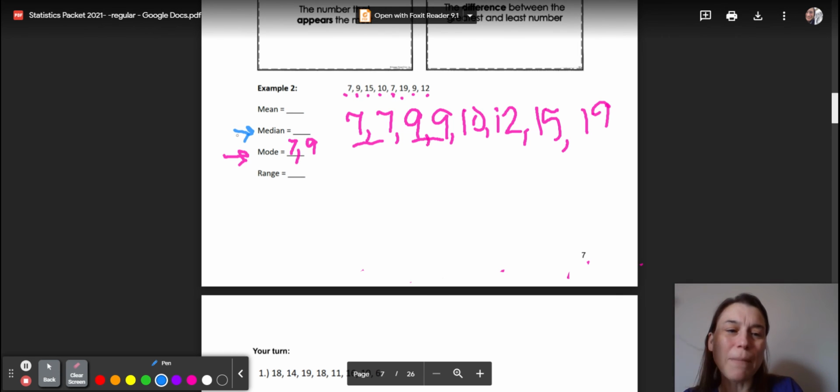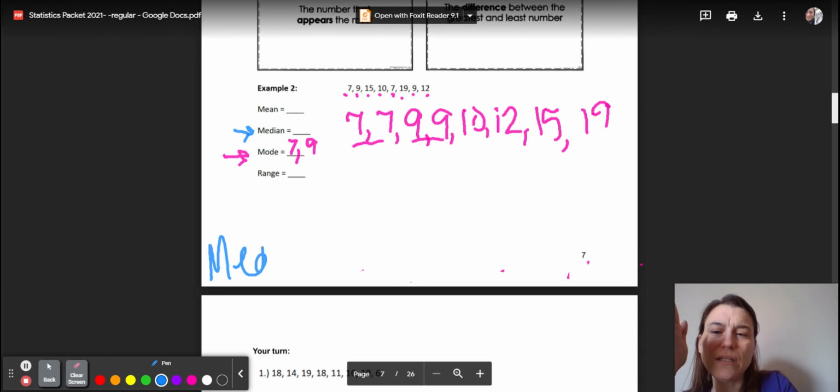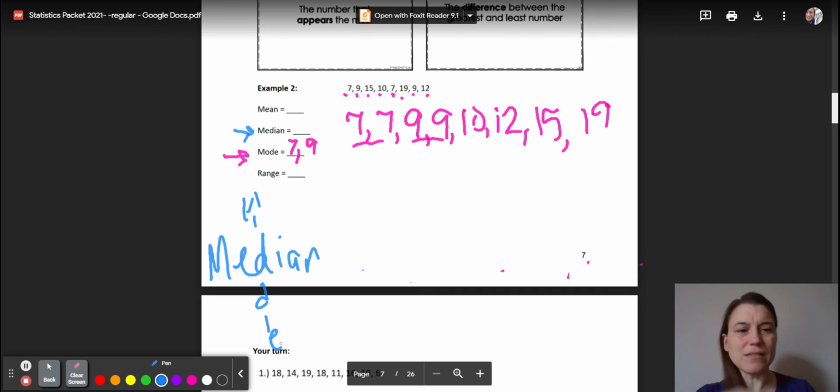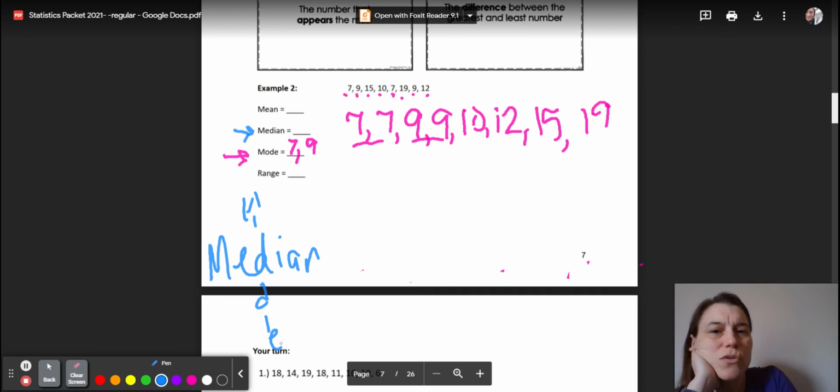So the median is the middle number. I remember that median is the middle because the word median has a D in the middle. So D, median, and I got this word, middle. Or like the median in the highway, the median is in the middle of the highway between the cars, or the traffic. So that's what a median is. It's in the middle. Okay, so how do I find the middle?